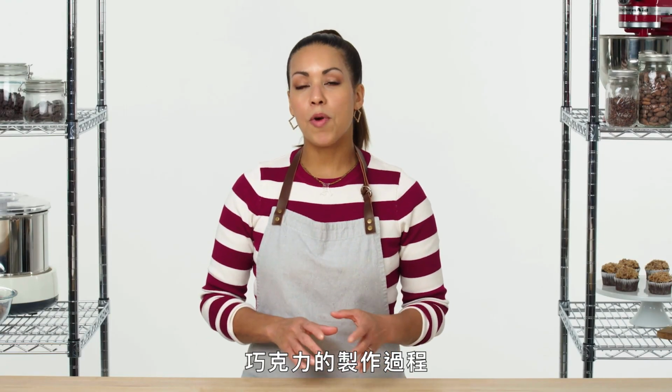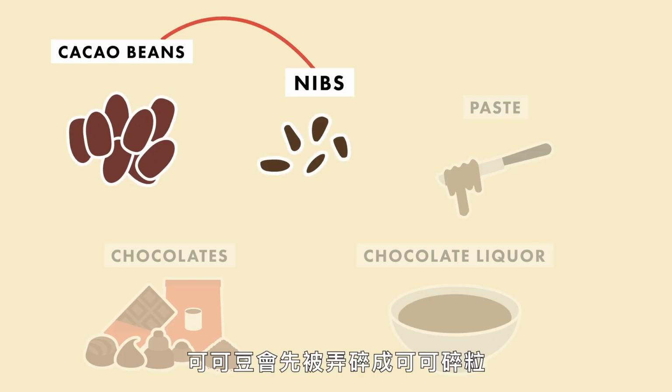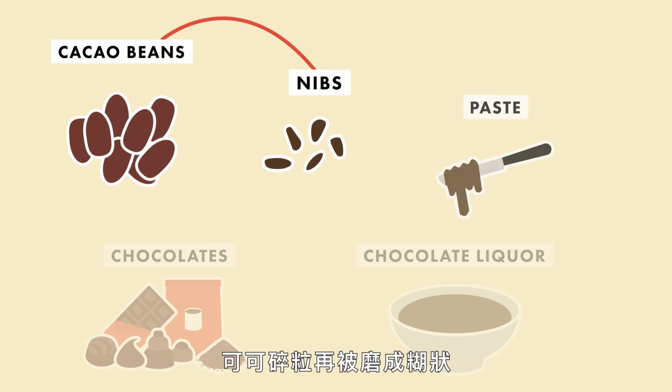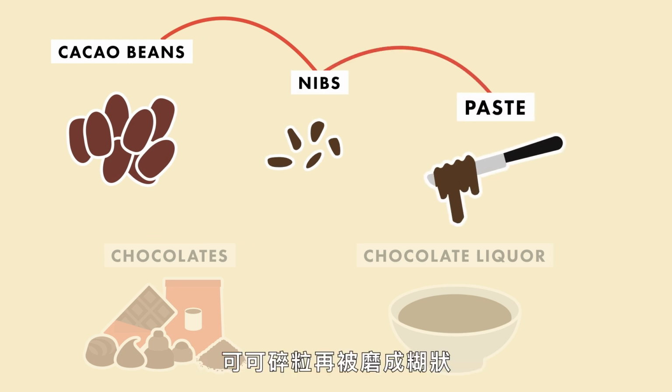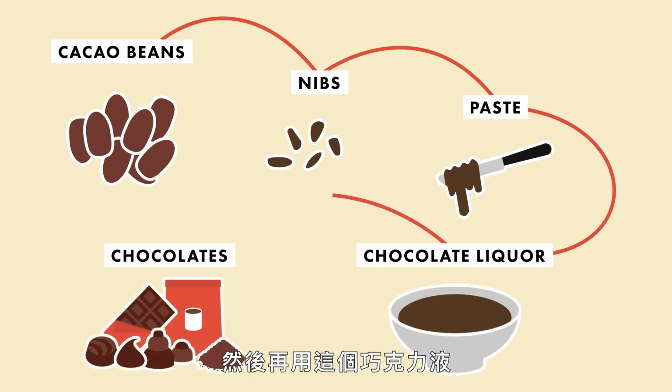The chocolate making process essentially goes something like this. Cacao beans are broken down into nibs. The nibs are ground finely into a paste. The paste gets melted into what's called chocolate liquor, and then the liquor gets distributed to make the various types of chocolate.